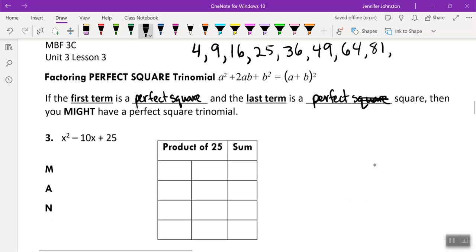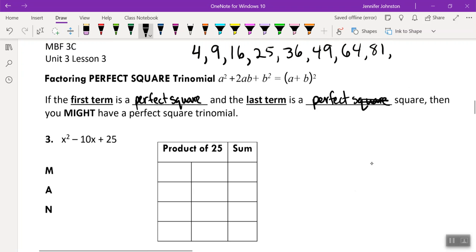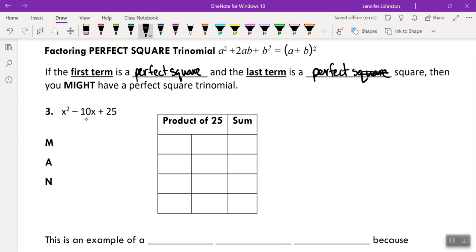So if your first term and your last term are perfect squares, you might have a perfect square trinomial. So let's go ahead and do the MAN method. What's the number going beside M? Yeah, it's 25. A is -10. Think of two numbers that multiply, and you don't have to use this if you don't want to, the product table. If you like it, go for it. If not, that's okay.